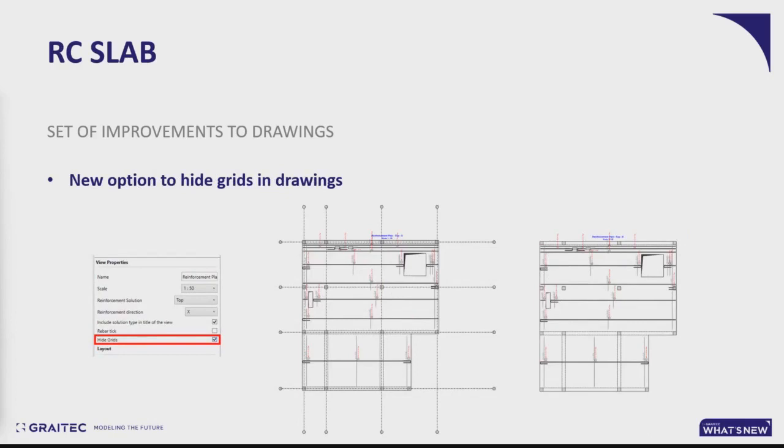Another new small option to drawings is for deciding if structural grids should be visible on drawings or not. It's useful when on advanced design we have structural grids defined on a model, but after opening a slab in the RC slab module, we don't want to see such axes on drawings for a slab. Of course, it's just an option.